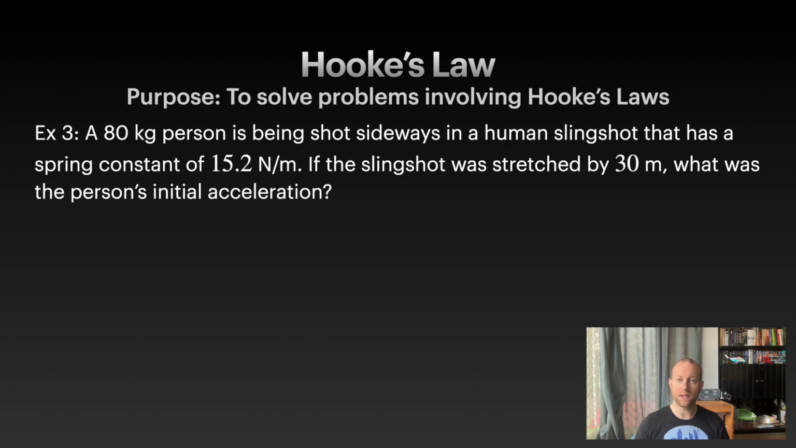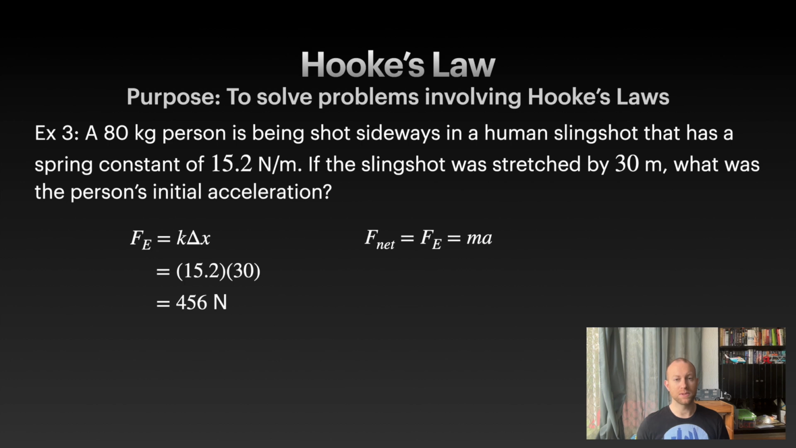So in order to do that, we need to first look at what's our Fe. So Fe is K delta X. We know those numbers. We have force elastic. But how does that relate to acceleration? Well, F net is equal to this Fe, which is equal to ma. And we know the mass. We know Fe. We just solved for that. So we can solve for acceleration.